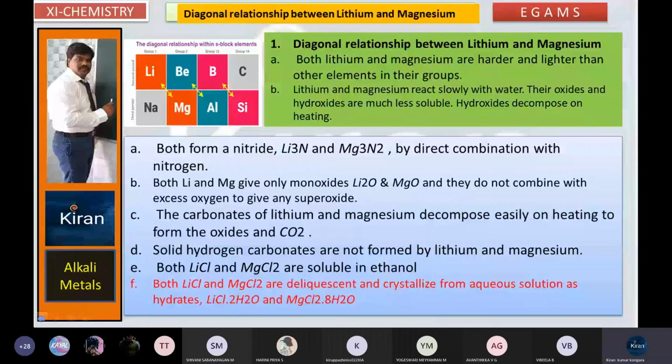So these are the similar characteristic properties of lithium and magnesium. Diagonal relationship means an element in one group has similar characteristic properties to the second element in the next group. This phenomenon is known as diagonal relationship. Examples: lithium and magnesium, beryllium and aluminium, boron and silicon.